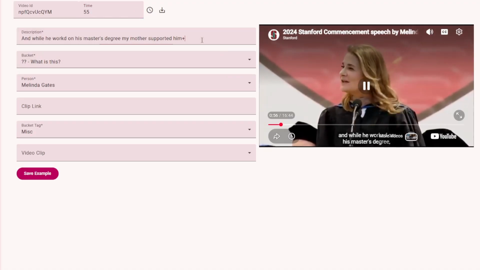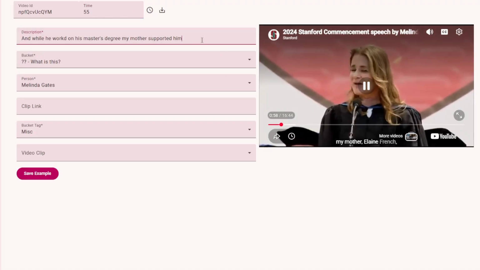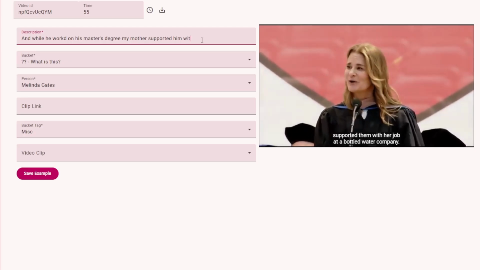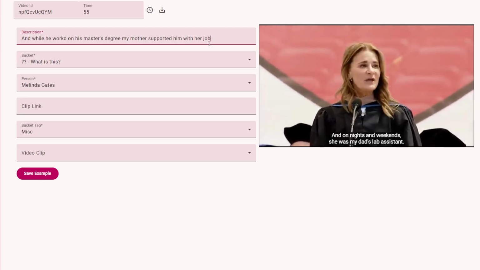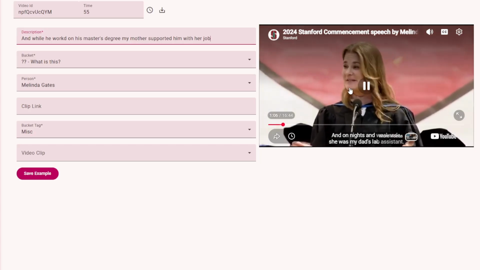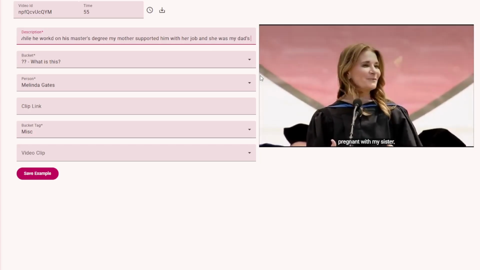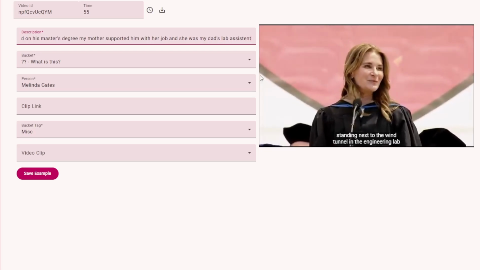And while he worked on his master's degree, my mother, Elaine French, supported them with her job at a bottled water company. And on nights and weekends, she was my dad's lab assistant. The mother being a support and an assistant makes me think of servers. These are not keywords I have definitely assigned to that mission though.